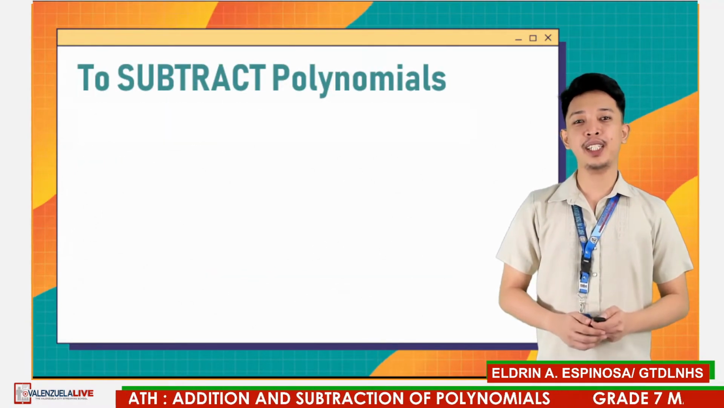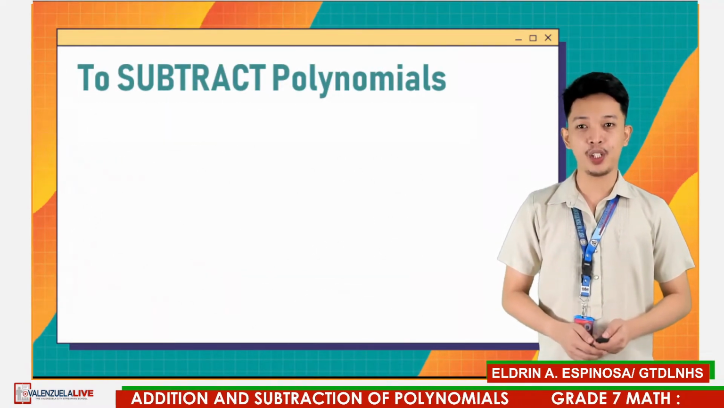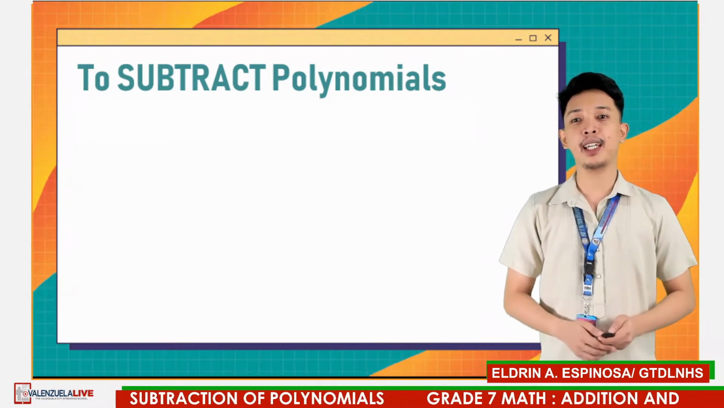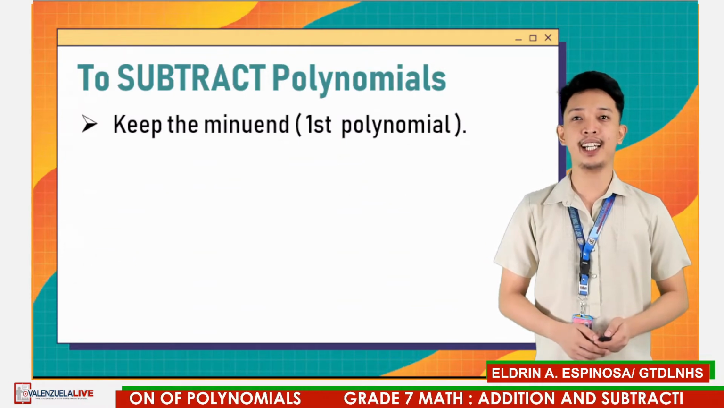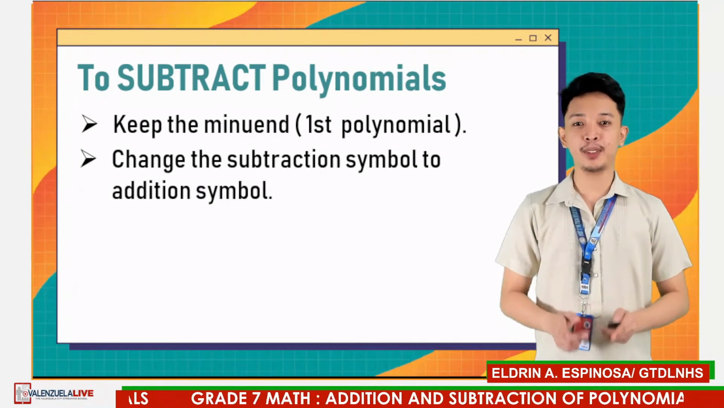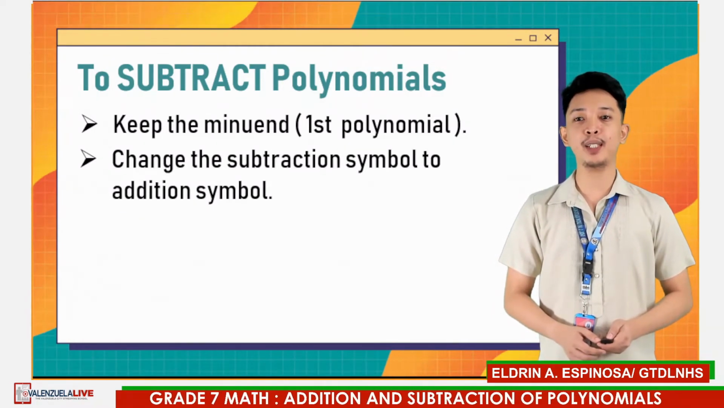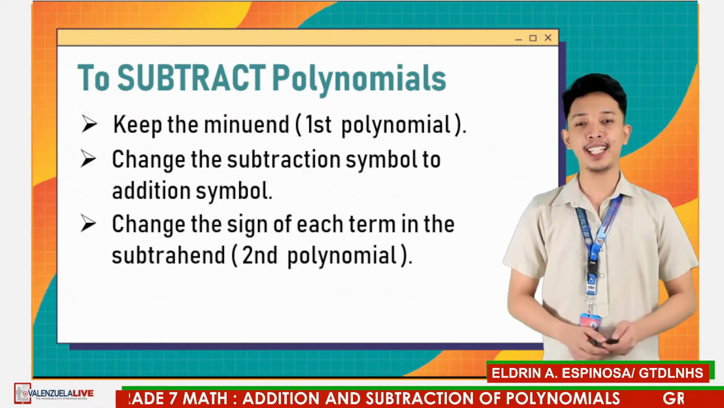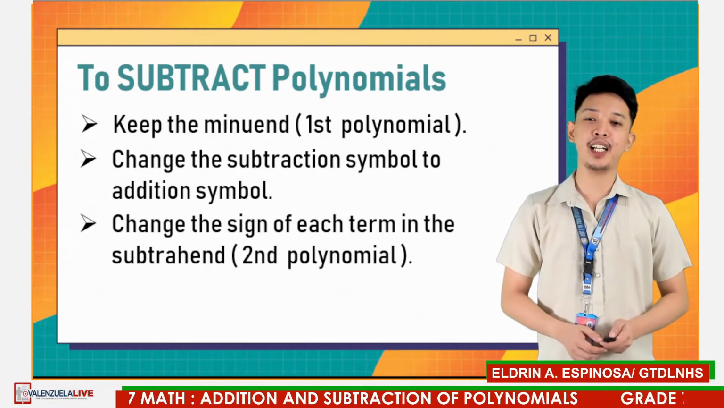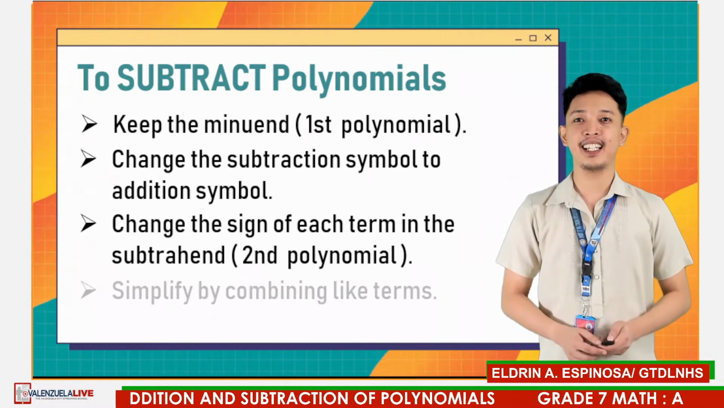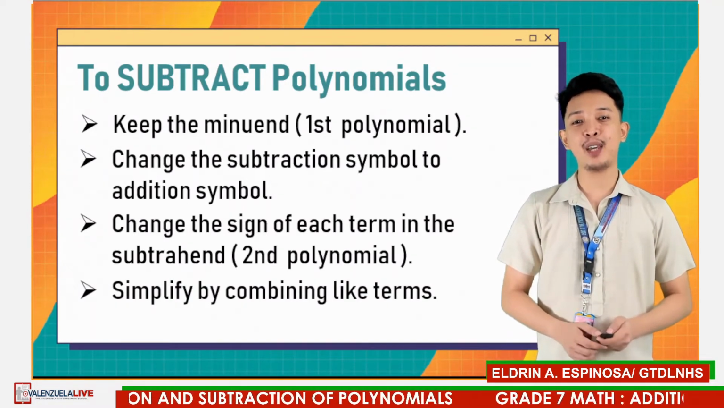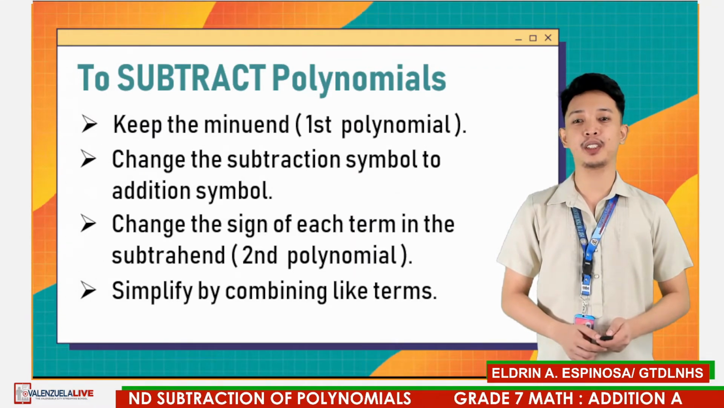Let us now proceed with the subtraction of polynomials. To subtract polynomials, at first, keep the minuend or the first polynomial. Next, change the subtraction symbol to addition symbol. Then change the sign of each term in the subtrahend or in the second polynomial. Lastly, simplify by combining the like terms.